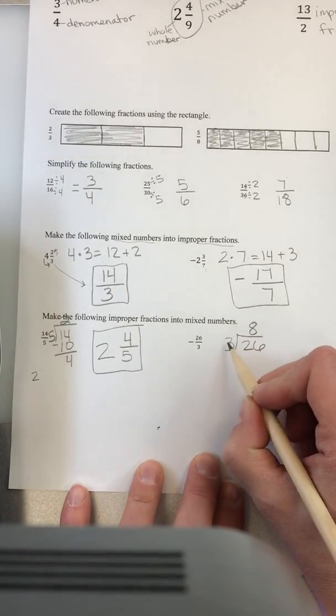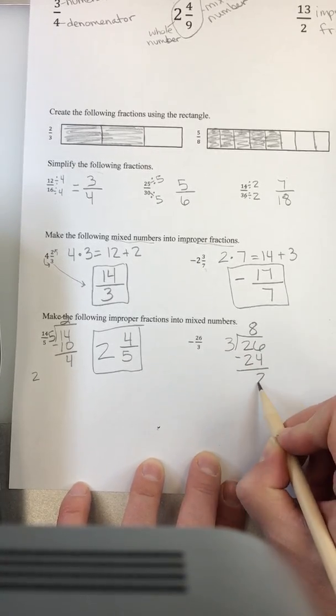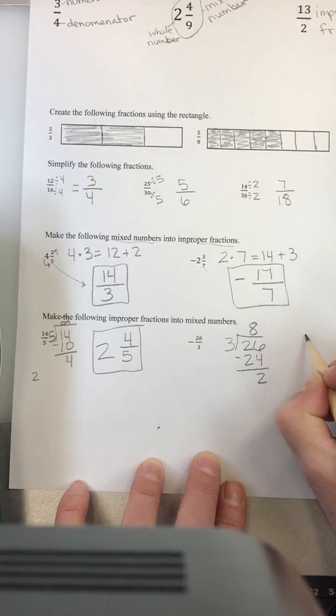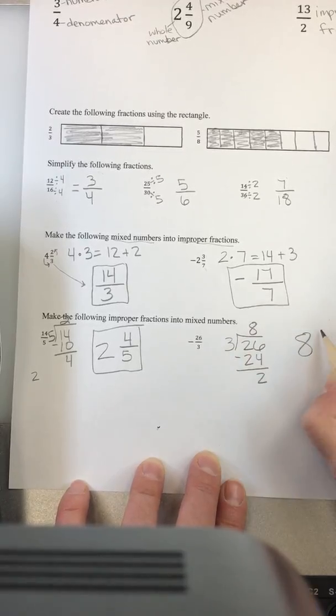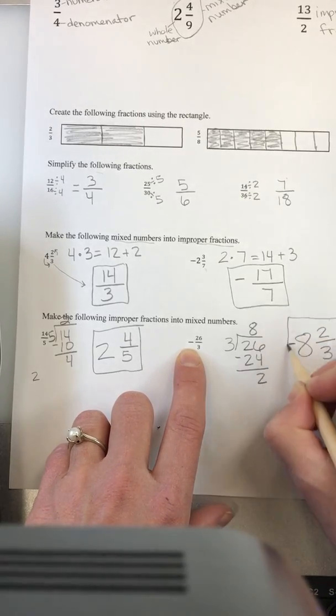So I'm going to take 8 times 3, gives me 24. I'm going to subtract. I have 2 left over. So 8 becomes my whole number. 2 is my numerator. 3 is my denominator. And I still have that negative. So I'm just going to attach that to the front.